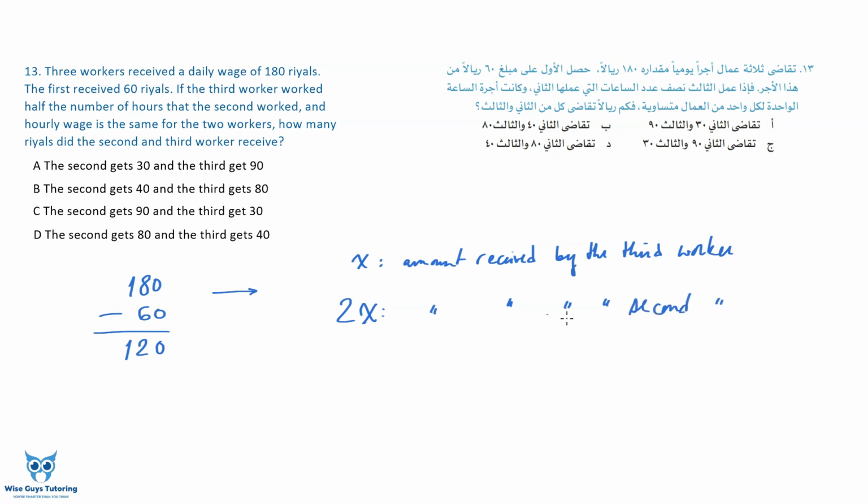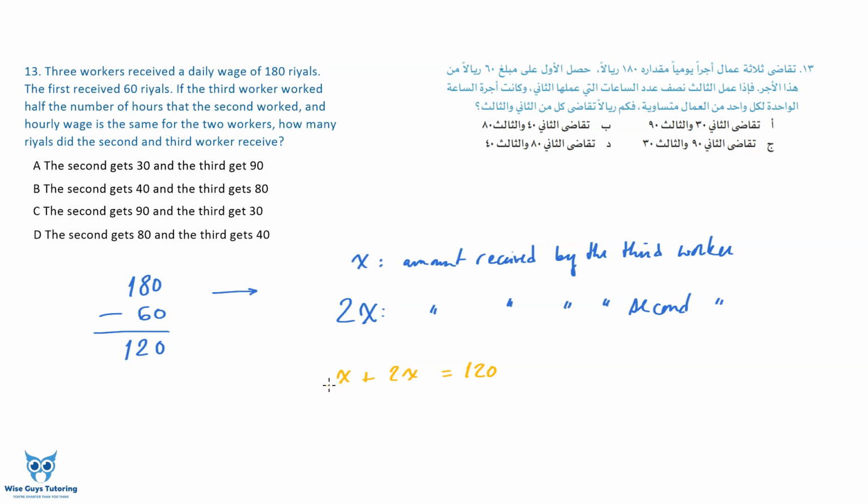There you are. So then together, we know they're supposed to have 120. So if this guy is x and this guy is 2x, and together they make 120, here's the equation that we can formulate. The third worker plus the second worker together get 120 riyals. So x plus 2x, that's the total together. We can add these because these are called like terms. As long as you have the same exact letter and the exact same exponent, then you can add them like apples. This is just 1 apple plus 2 apples.